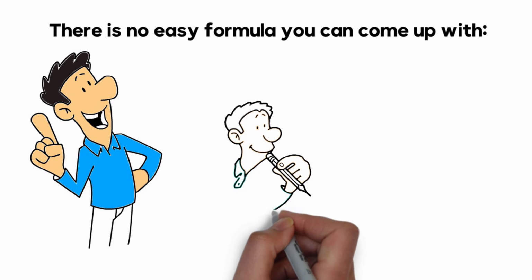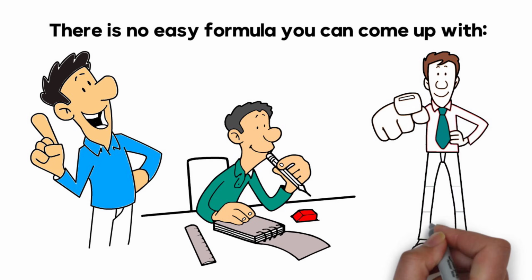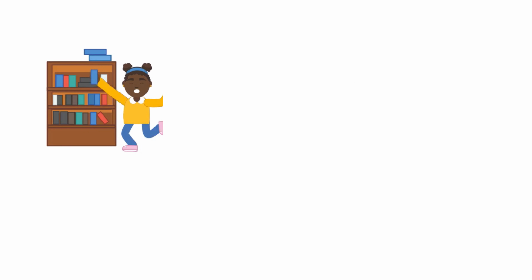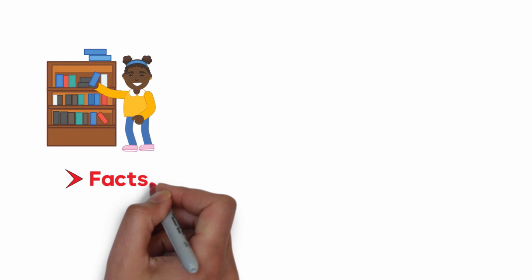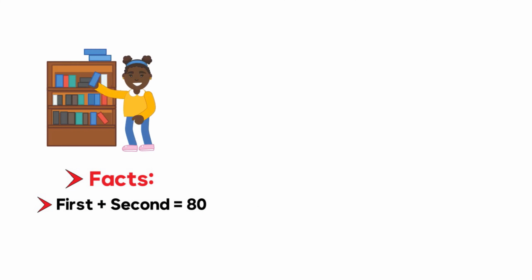Maybe you're different, at least this is how it was in my case. So if you can come up with the formula, please make sure to post it in the comment section of this video. But what I did, I started looking at the facts. And the fact is that the first and second bookshelves have 80 books.